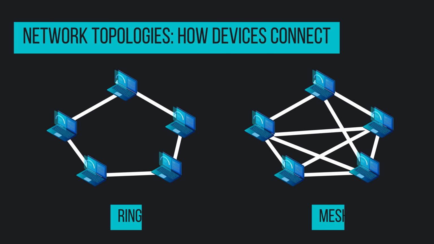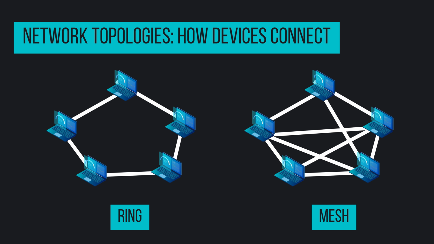Ring topology takes a different approach. Imagine devices sitting in a circle, each connected to exactly two neighbors, forming a closed loop. Data travels around the ring, typically in one direction, with each device processing and passing it along. This creates very predictable data flow and minimizes packet collision through token-based protocols. But like the bus, one break in the ring can disrupt everything. Finally, we have mesh topology, the most robust but also the most complex and expensive.